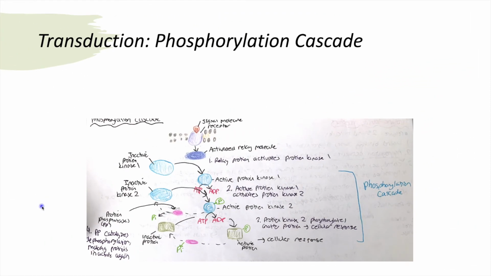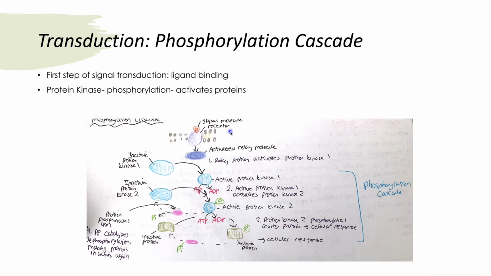A specific type of transduction pathway is the phosphorylation cascade. The ligand binding to the receptor is the first step in a signal transduction pathway. The following steps amplify the signal, converting the information into different forms until the response is generated. Relay proteins pass on the signal to different molecules.